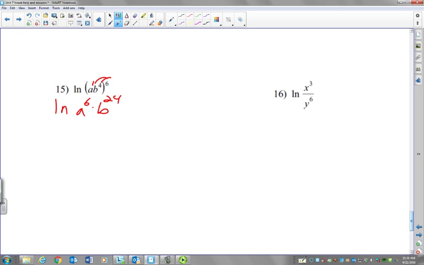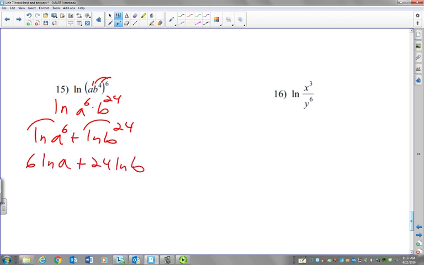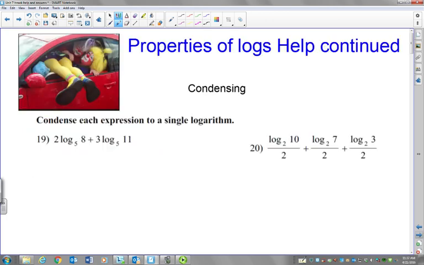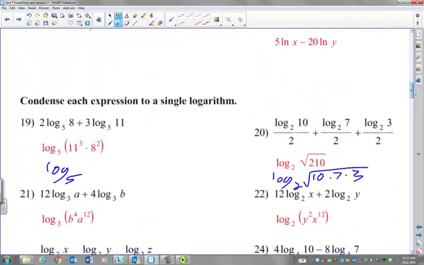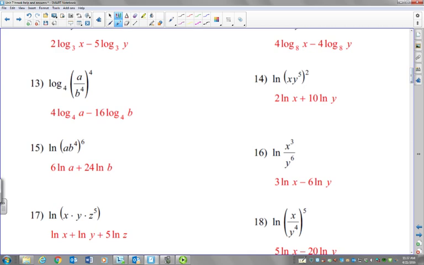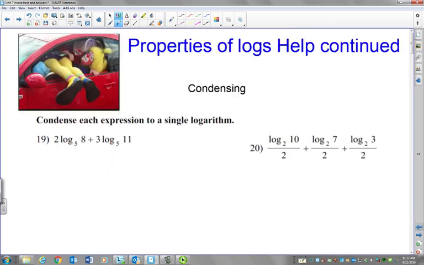And then we want to expand that. So ln is just the natural log base e. So let's see here, we'll do ln a to the 6th power plus ln b to the 24th power, and then put the powers in front. So then we get 6 ln a plus 24 ln b. There, for number 15, we can go ahead and verify that. Yep, there it is, 6 ln a plus, there we go, 24 ln b.